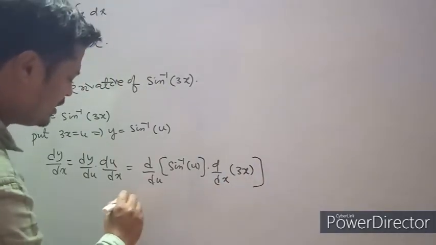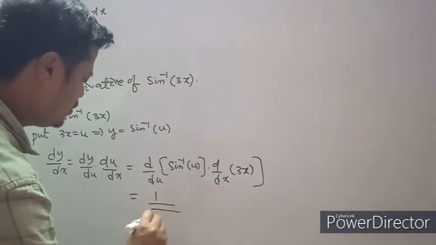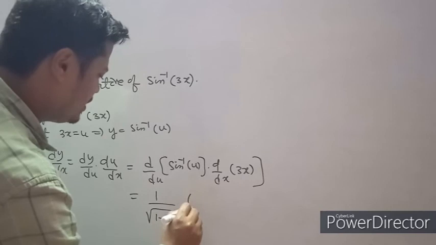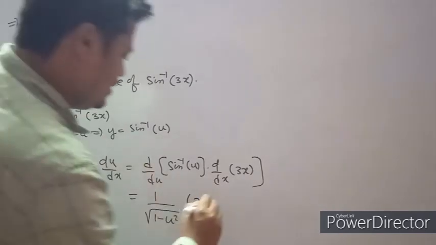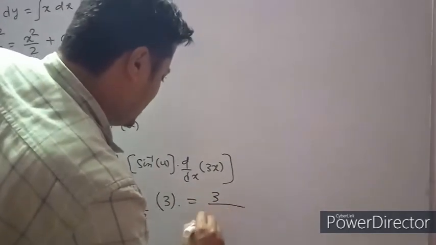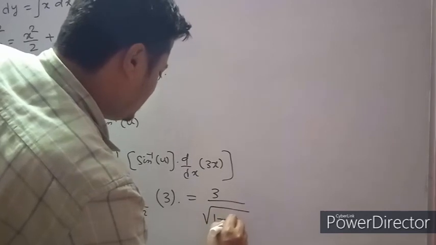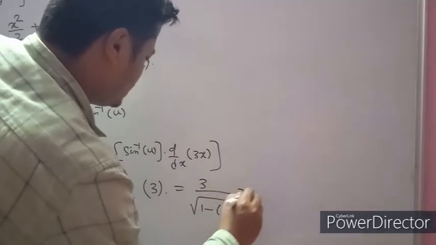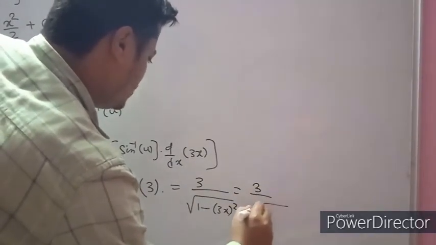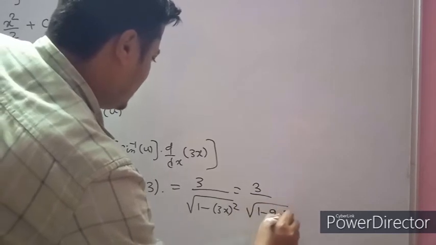So what you get? 1 upon root 1 minus u square. Derivative of 3x is 3. So what you get? 3 by root 1 minus 3x whole square. 3 by root 1 minus 9x square.